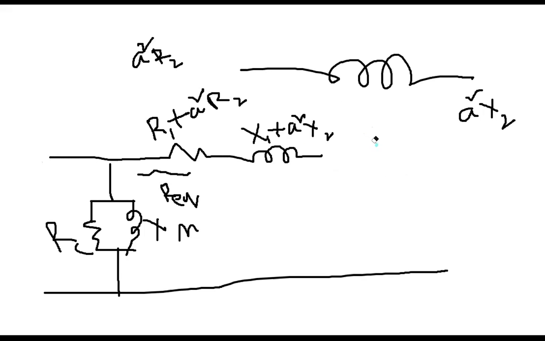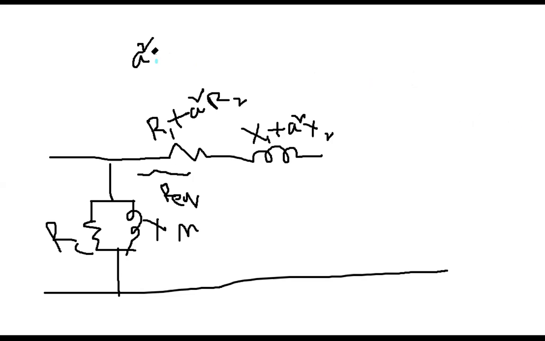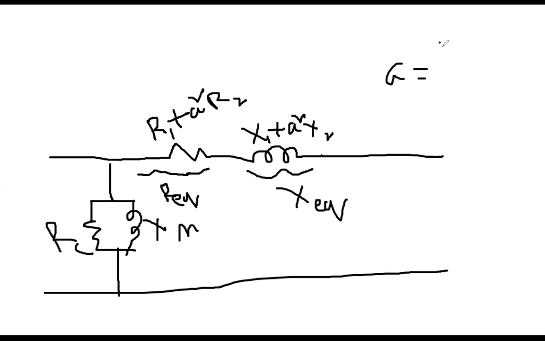Now let me delete these things, so the picture will look like this. Everybody, could you follow me what I am saying? Therefore, this is X equivalent. I transferred everything from the secondary side to the primary side and I got the resistance equivalent value, R1 plus A square R2. A is the turn ratio. A is V1 over V2 or N1 over N2. That is my definition of A, the turn ratio.